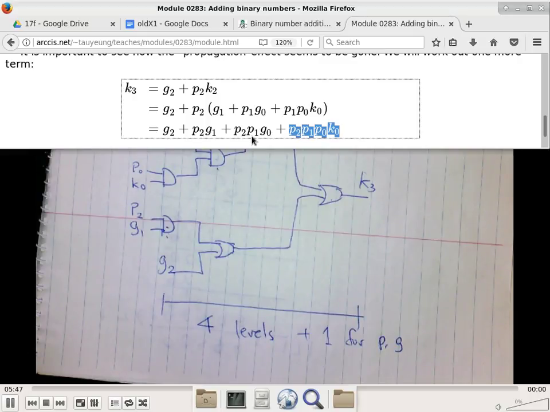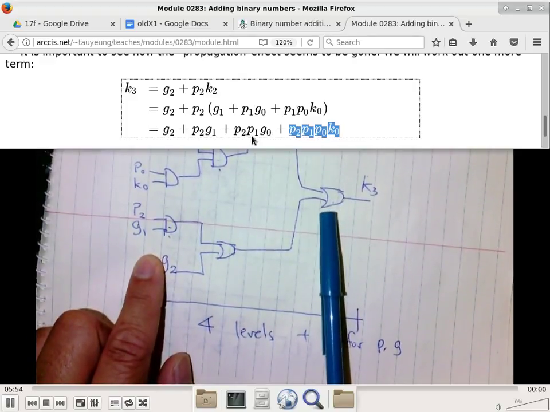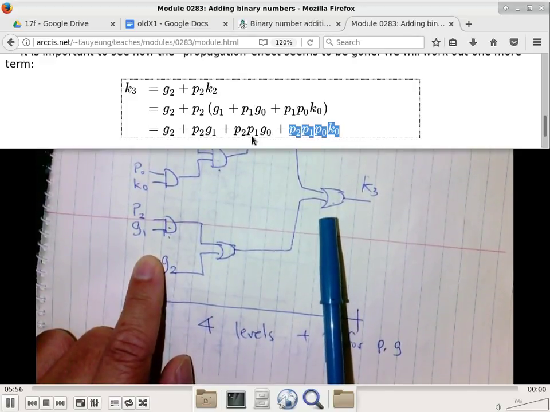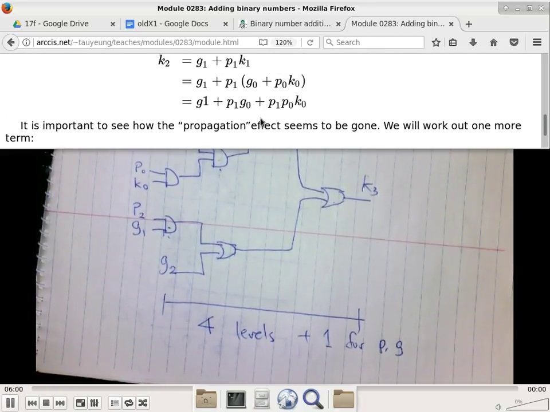4 levels or 3 levels? This is 4 levels already, but K3 is easier. I mean K2, sorry, K2 is simpler. Okay, so what we do, let's take a look. This is K2. How many levels of gates do we need?